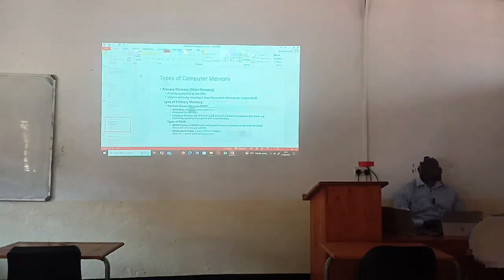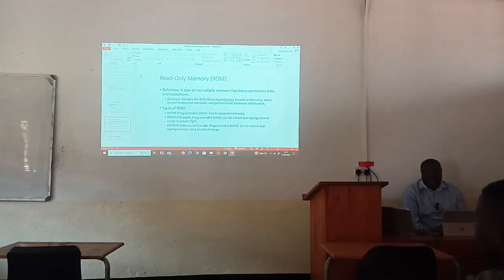So we're talking about read-only memory. It's non-volatile memory that stores permanent data and instructions. So its functions, we're saying that it contains BIOS, the basic input-output system or firmware, which is used to boot the computer and perform basic hardware initialization. If any hardware component is missing that the computer would want to use for its operation, it just produces a beeping sound, okay? Meaning that one of the components that it requires to start executing programs is missing.